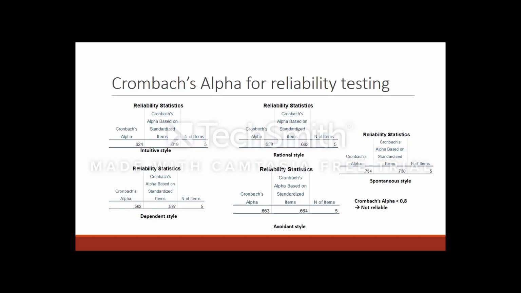So for testing the reliability of our first research question, we use Cronbach's alpha in SPSS. We can see that none of the provided values of Cronbach's alpha is below 0.8, which means that our results for this research question are reliable.